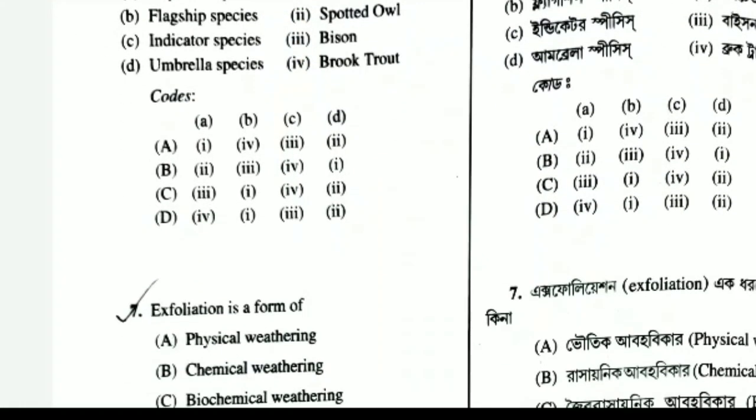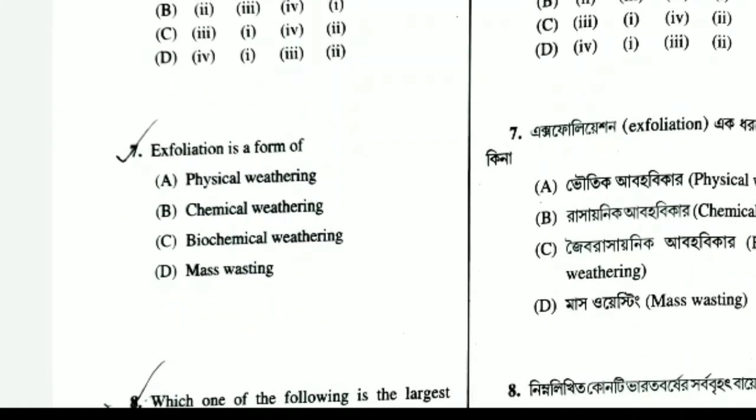Let's move on to the next question. Question number 7, coming from geology, that is earth science. Environmental geology question: exfoliation is a form of what? All these questions are taken from the UGC NET exam only. So that's why it is very, very important for each one of you. So here, exfoliation is a form of physical weathering. Yes, let's move on to the next question.